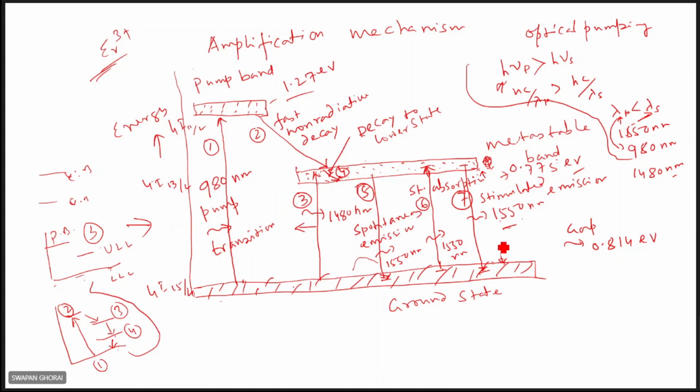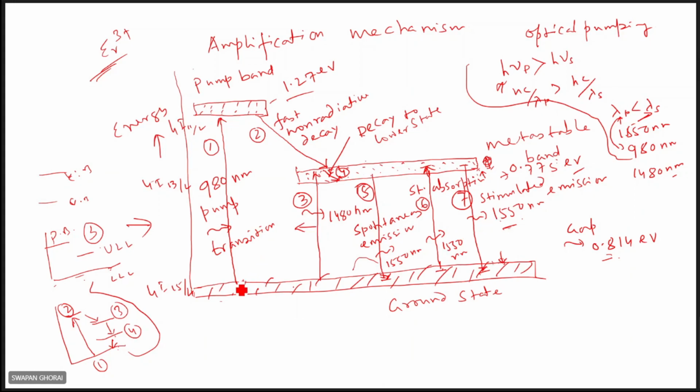Of course, that depends upon the wavelength also. Here it is around 1550 nanometer. If it is 1527, then it will be 0.814 electron volt, right? The gap between these two bands, right? So that is most important. Then only you can have the same energy, same photons as the incident photons, 1550.